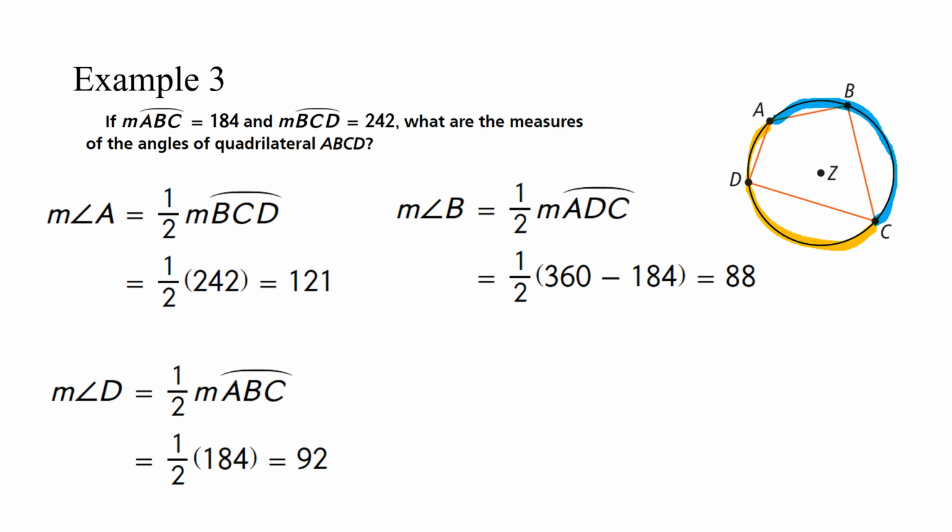And then now that I have 3 angles in a quadrilateral, and I know that if I add up all the angles in a quadrilateral, they have to add up to 360 degrees. 360 minus 121 minus 88 minus 92 gives me the last measure of the angle, 59 degrees.